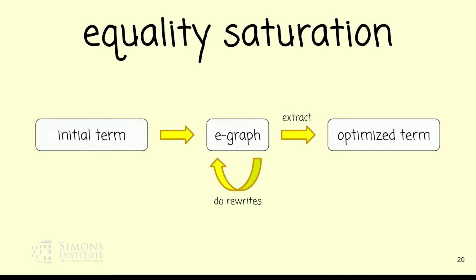And I want to dive in a little bit further into this do rewrites phase and hopefully convince you that Datalog is the right sort of execution mechanism to make this go fast.